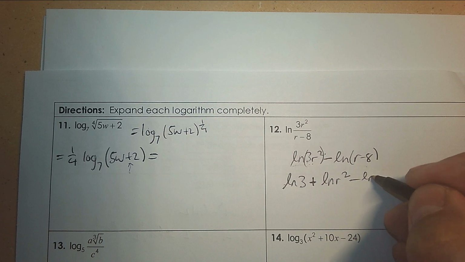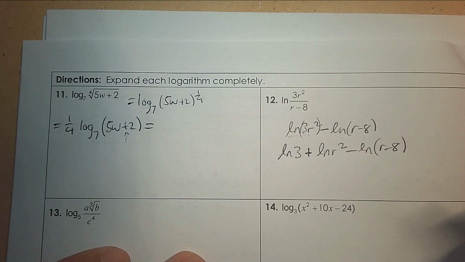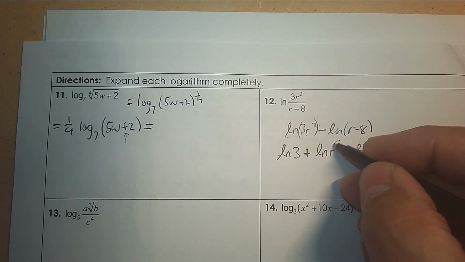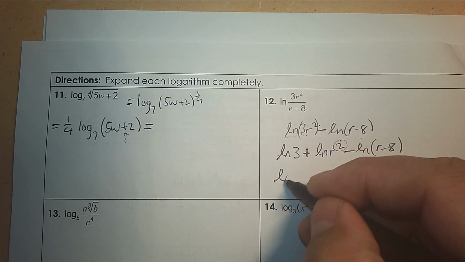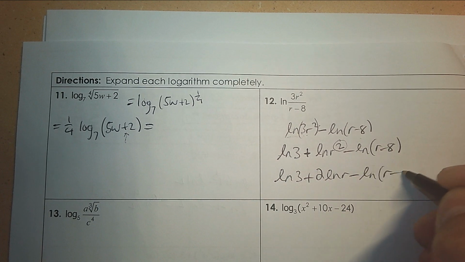Remember this, I can't do anything with r subtract 8 because it's adding and subtracting, you have to let go. But I can do something with that exponent. So that exponent can be written in front of the logarithm. Done.